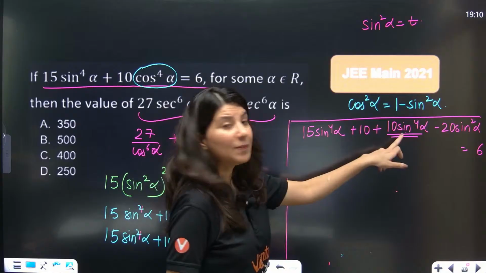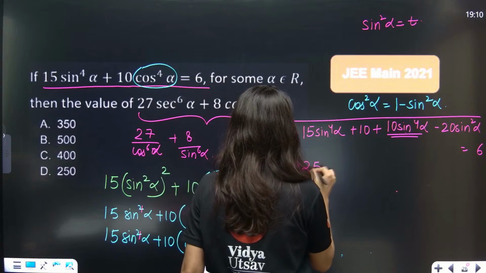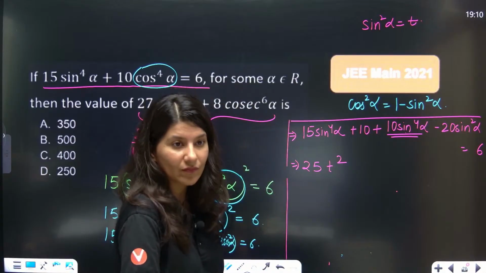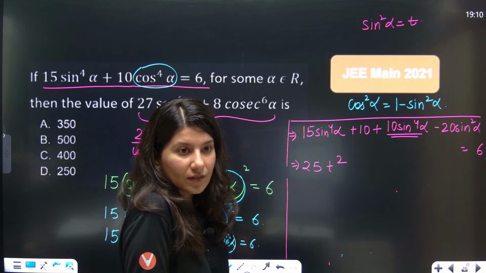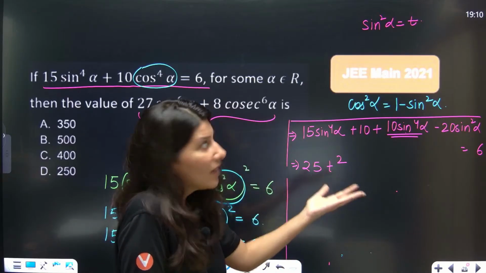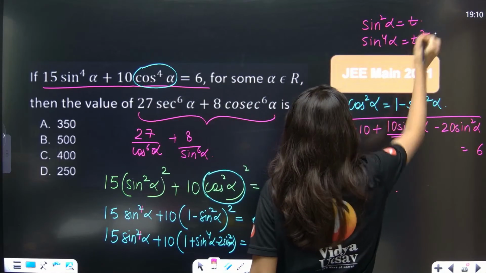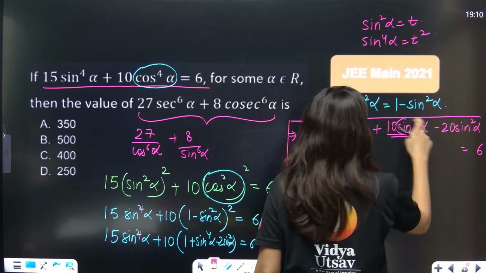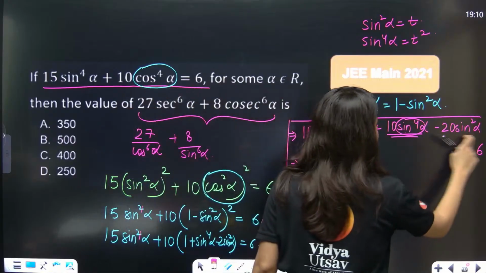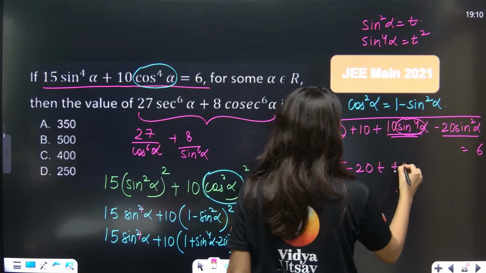So 15 plus 10 will be 25, so 25 sine power 4. Now sine power 4 will be t square. Understanding my point? Sine power 4 is sine square whole square, and sine square is t. So if you square both sides, sine power 4 alpha equals t square. 15t square plus 10t square will be 25t square, correct? Now this is minus 20t, and over here 10, plus 4 is equal to 0.